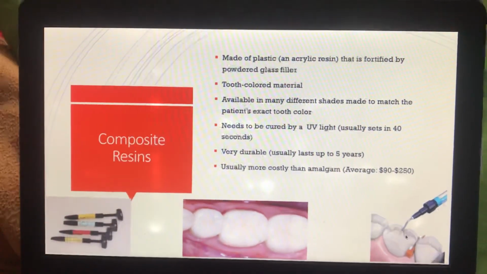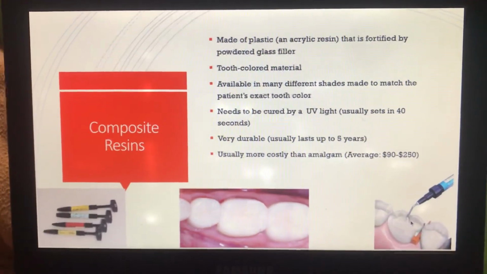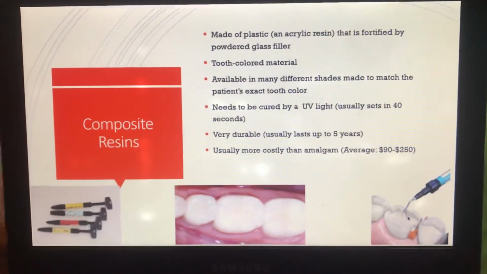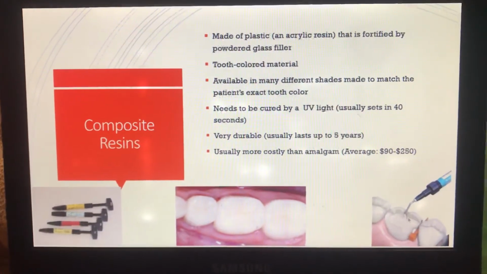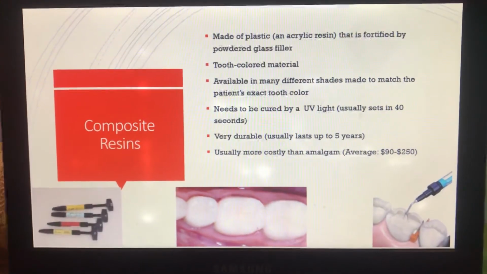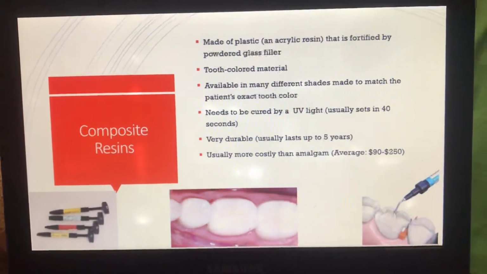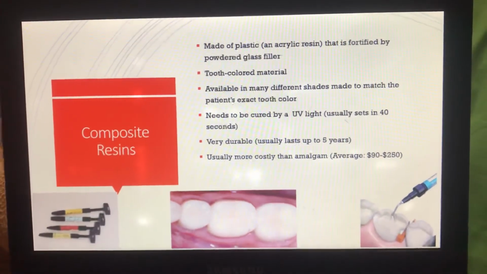So composite resins. It's made of plastic and acrylic resin that is fortified by powdered glass filler. This is a tooth-colored material. It's available in many different shades made to match the patient's exact tooth color. It needs to be cured by a UV light. It usually sets in 40 seconds. It's very durable, usually lasts up to 5 years, and usually more costly than amalgam, but on average it's $90 to $250.